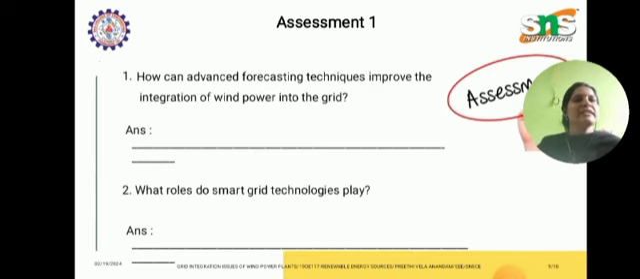So my dear students, let's have the assessment part. How can advanced forecasting techniques improve the integration of wind power into the grid? Please answer this. And what roles do smart grid technologies play? Let me know the answer.